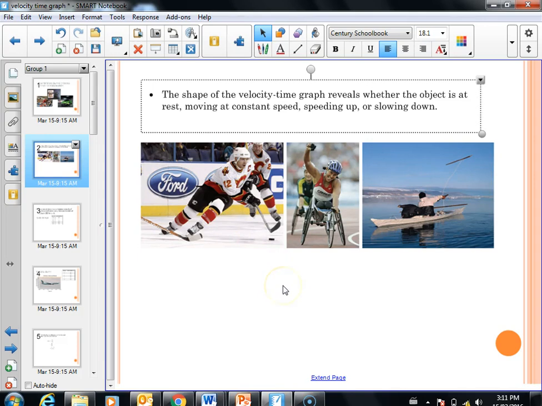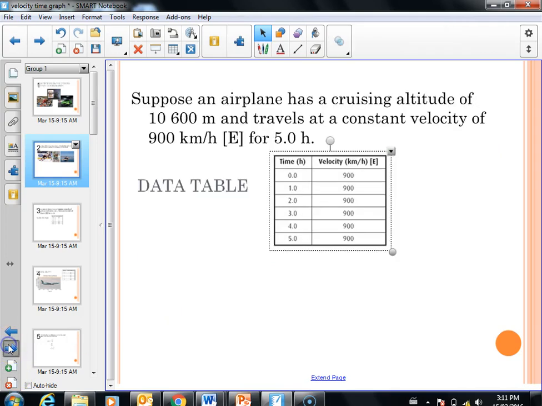The first thing we're talking about is velocity time graphs and what their shape means. So we can look at whether the object is at rest, not moving at all, or moving at constant speed, or speeding up or slowing down. This is all information we can get from the velocity time graph.